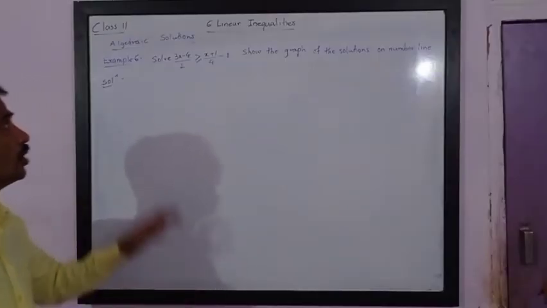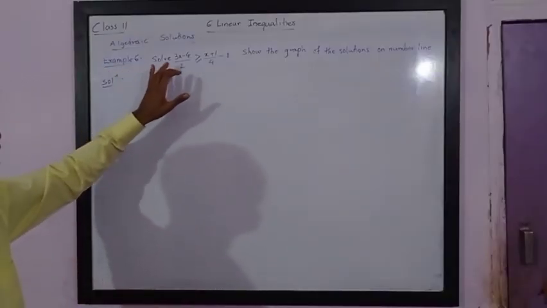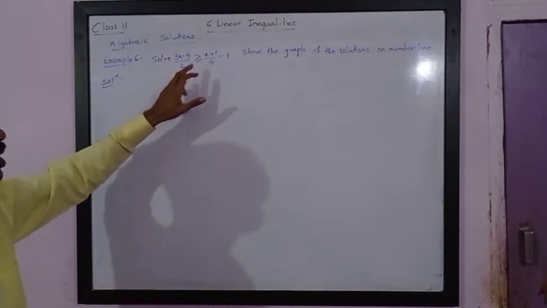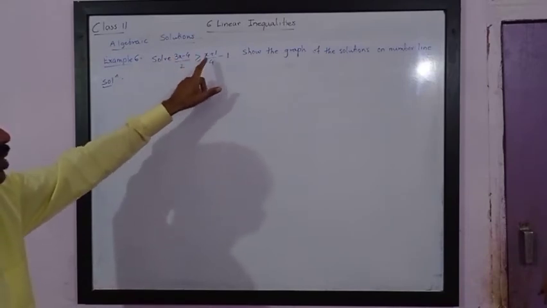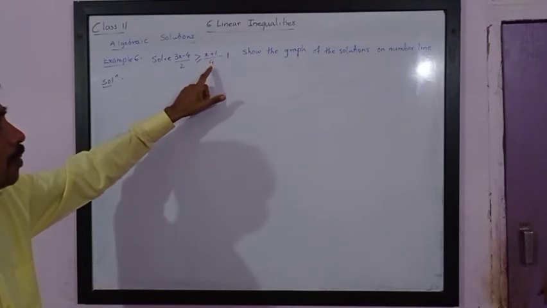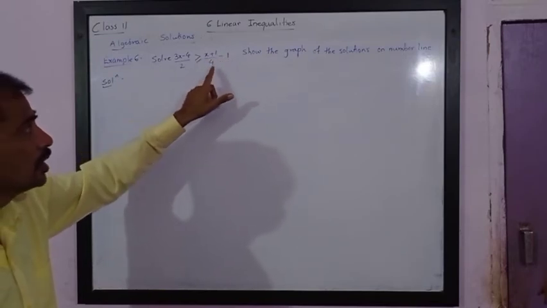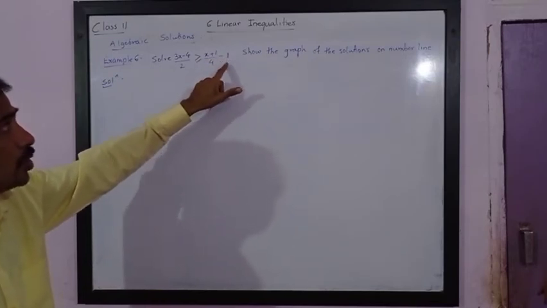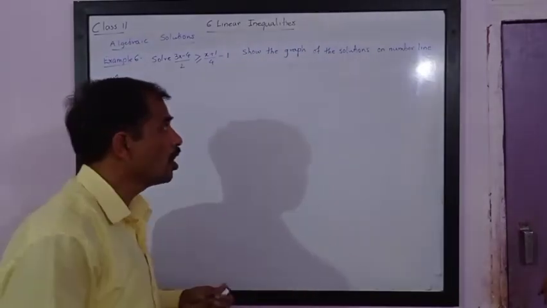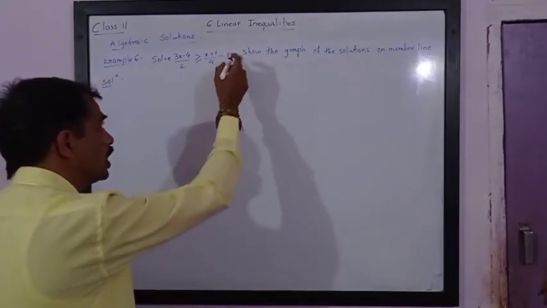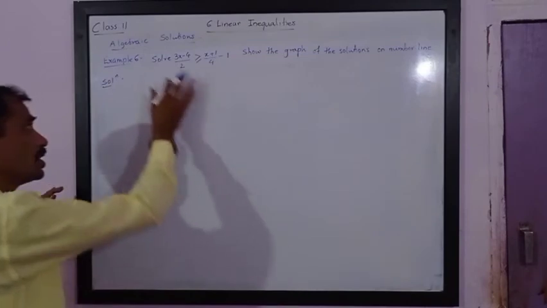Dear friends, we have next example number 6. Solve (3x minus 4) upon 2 is greater than or equal to (x plus 1) upon 4 minus 1. This 4 is not the denominator for this one, please note. Show the graph of solutions on number line.